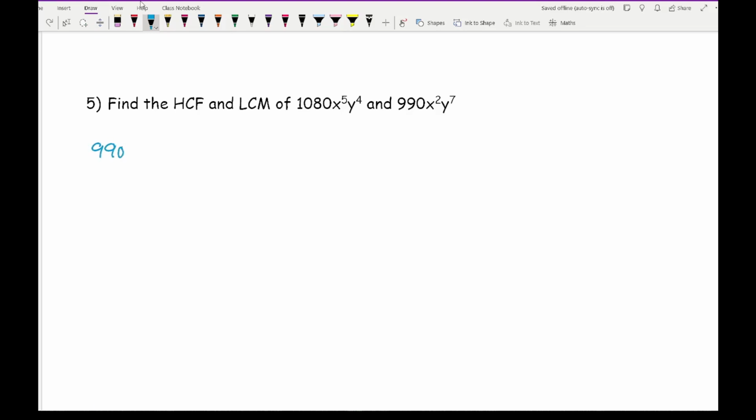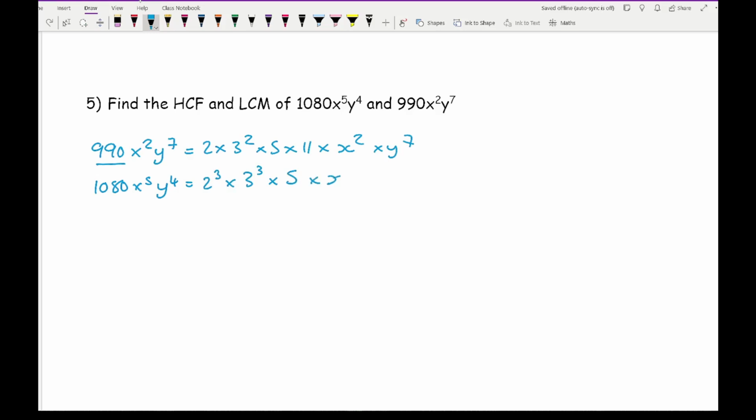So if I start off with 990x squared y to the 7, I don't know if I've put an extra x there, so let me just rewrite that because that's going to get confusing. And then 990 as a product of its primes is 2 times 3 squared times 5 times 11. And then I've got x squared y to the power of 7. Then with 1080x to the 5 y to the 4, 1080 as a product of its primes is 2 cubed times 3 cubed times 5, and then I've got times x to the power of 5 times y to the power of 4.